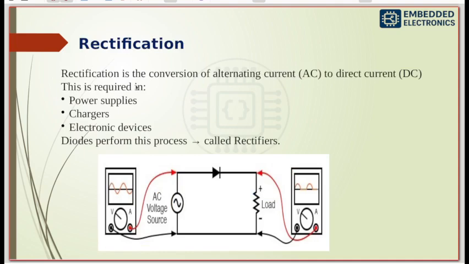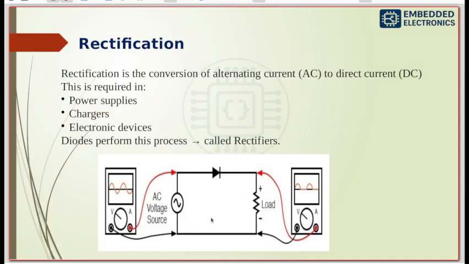So next is rectification. Rectification is the process of conversion of AC to DC. It is required in power supplies, chargers and electronic devices. Diodes perform this process, so they are called rectifiers. See here, this is the AC voltage source. It is the process, and it is converted to the DC voltage.